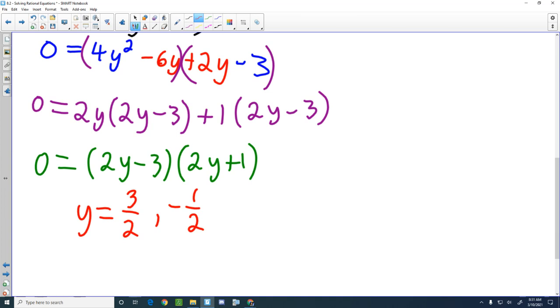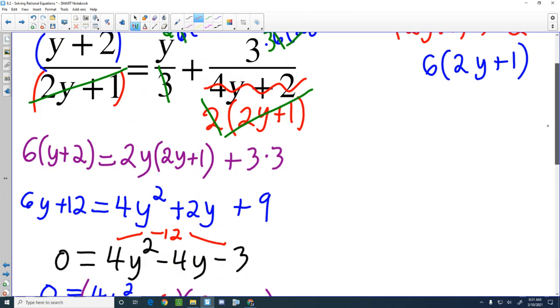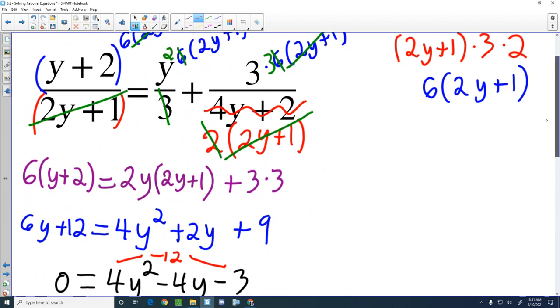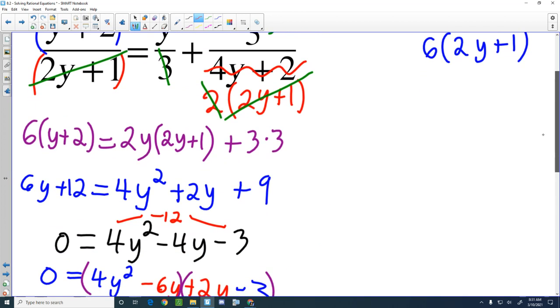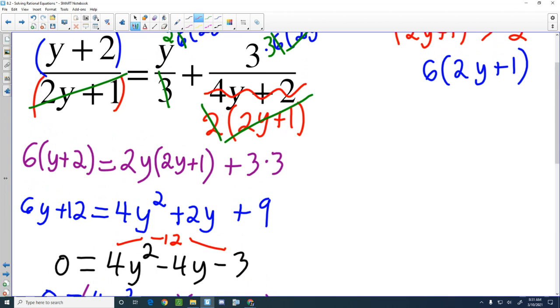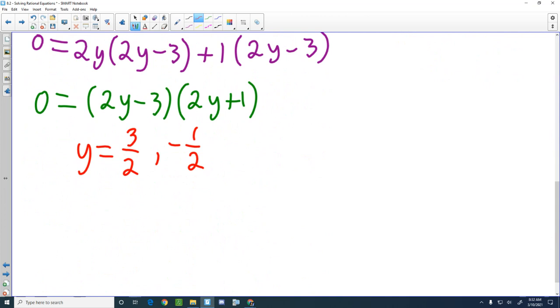Are either of those extraneous? 3 halves and negative 1 half. Just look at the denominator. Ooh, negative 1 half. If you plugged a negative 1 half here, 2 times negative 1 half is a negative 1, and negative 1 plus 1 does equal 0. So that would give you a 0 here. So negative 1 half is extraneous. So we only have one solution, 3 halves.